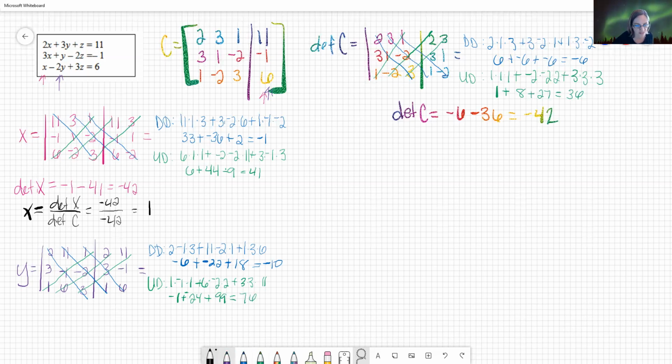I can use this to find the determinant of y, which is going to be -10 minus 76, which gives me -86. I feel like that should be -74. I made a mistake somewhere.